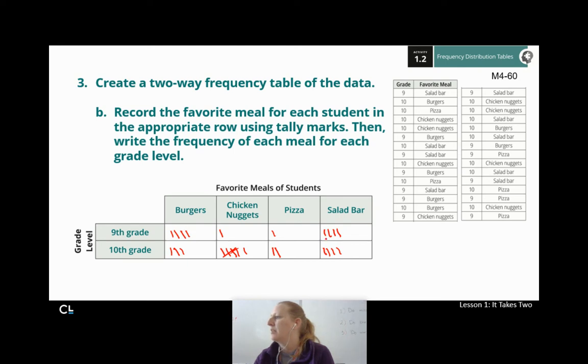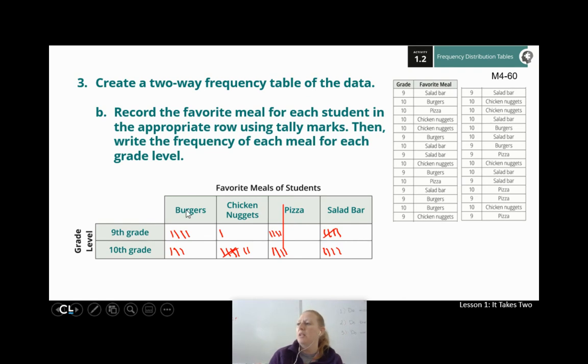A 9th grader likes the salad bar. A 10th grader likes pizza, a 9th grader who likes pizza. A 10th grader likes pizza. Another 9th grader likes pizza. A 10th grader who likes chicken nuggets, and a 9th grader who likes pizza.